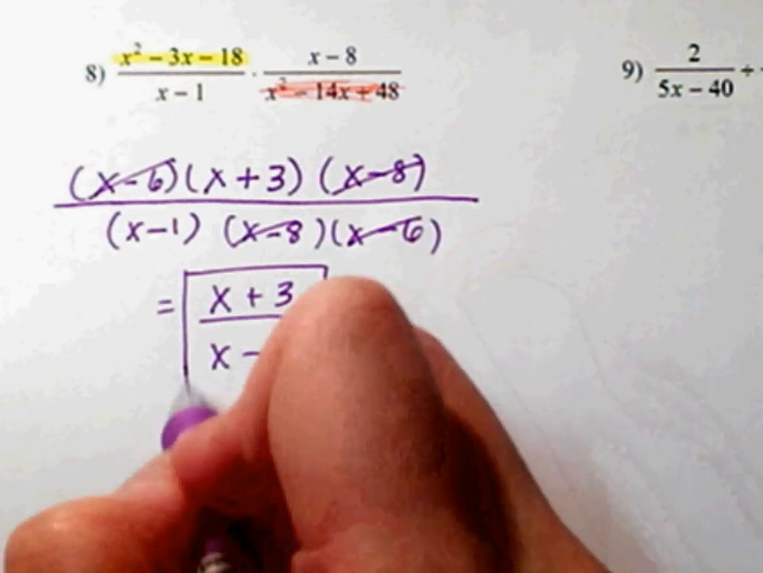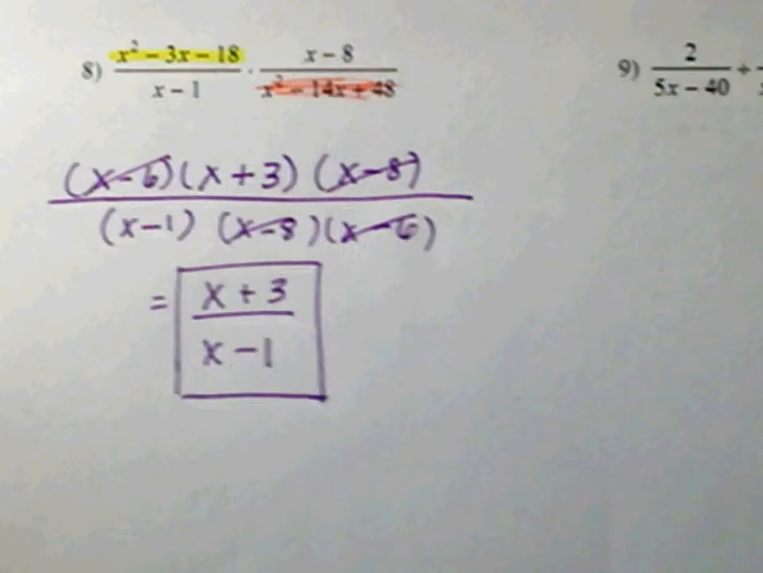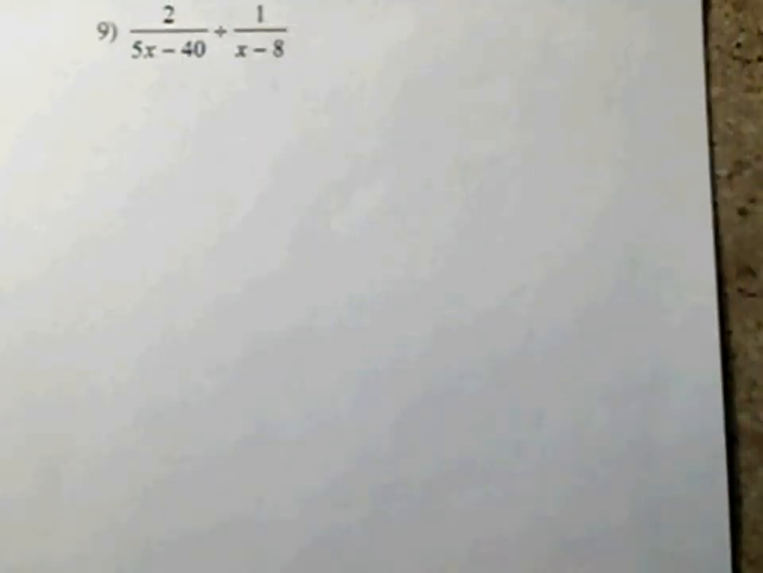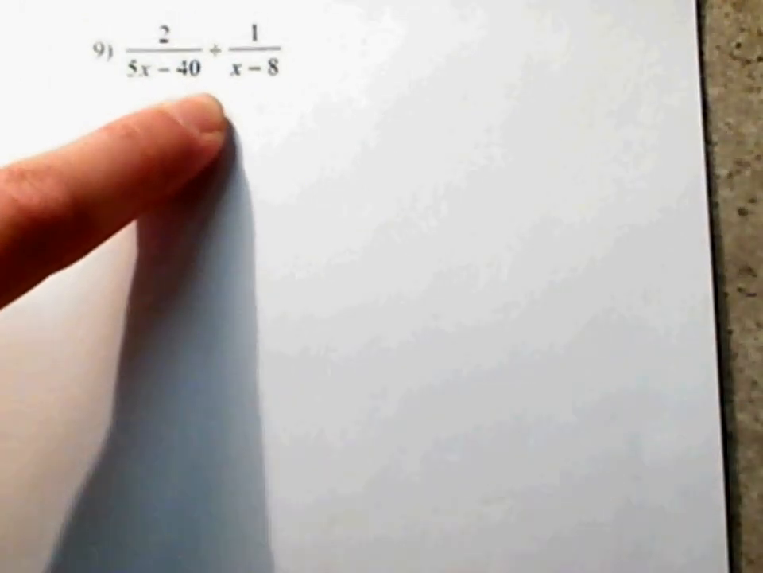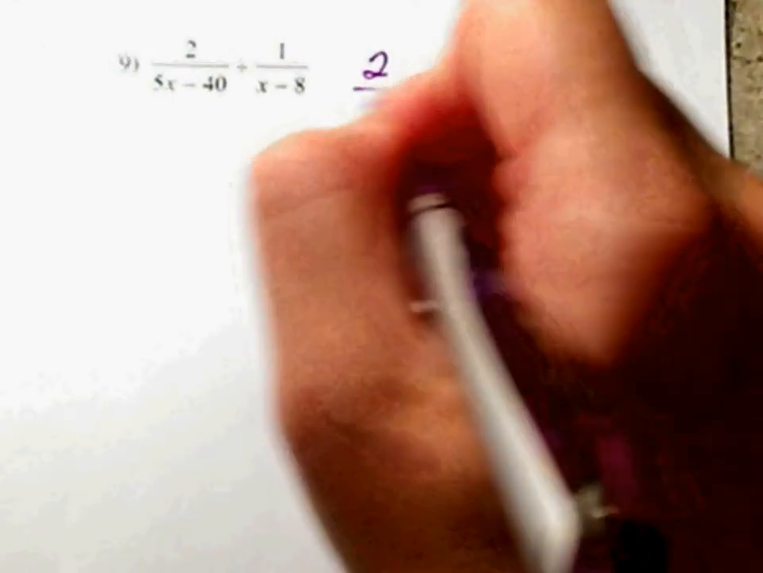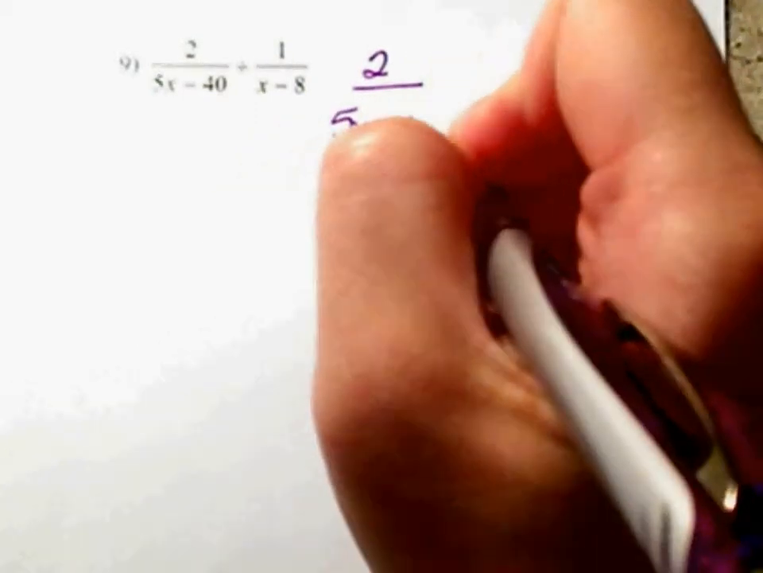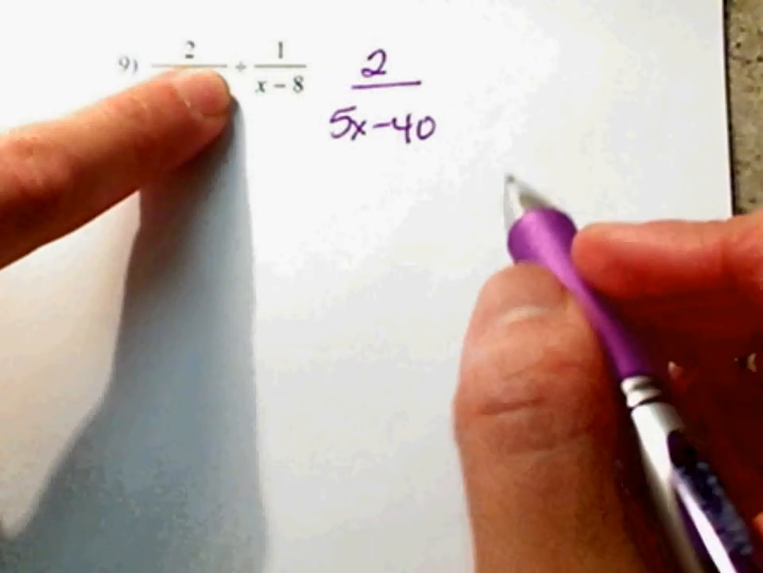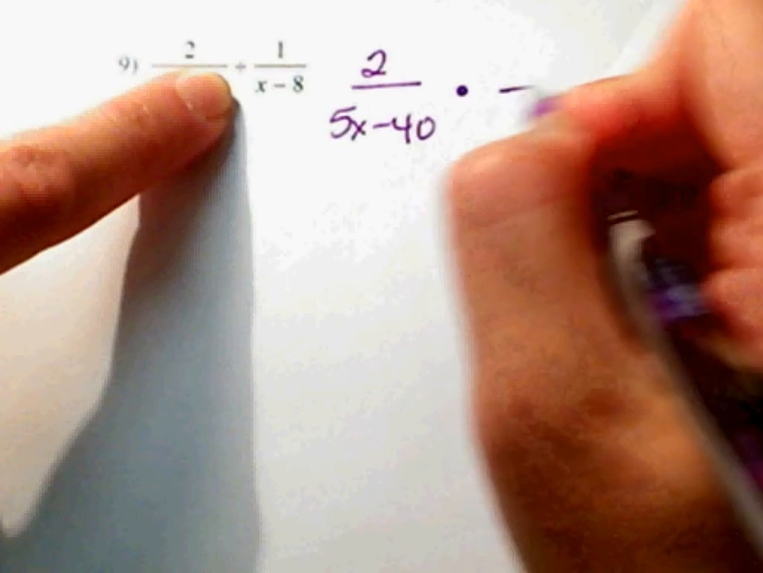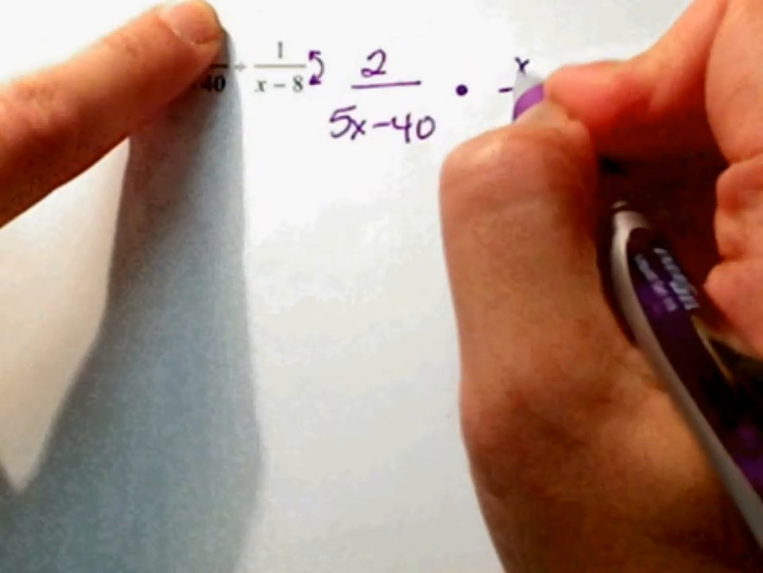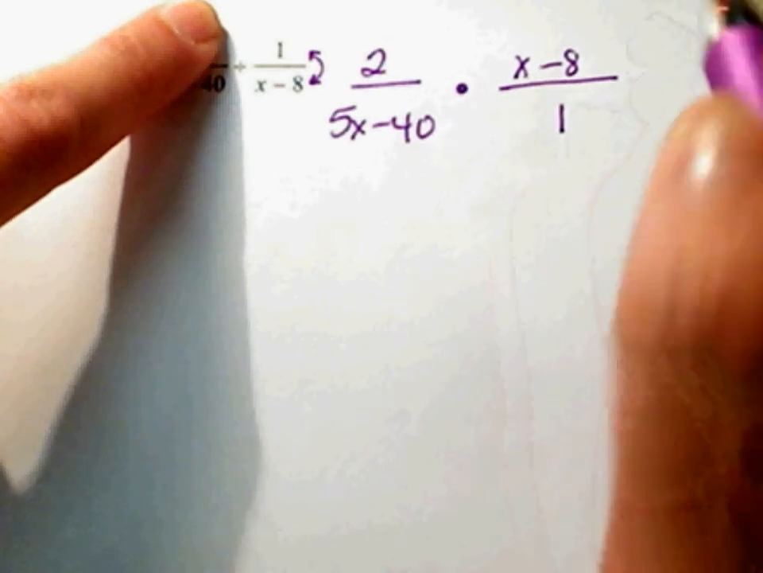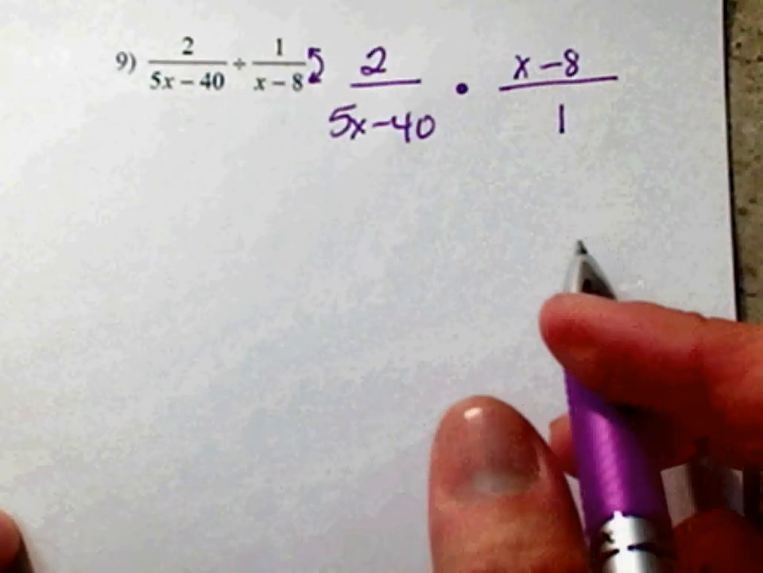Number 9. Here you have a division. Whenever you have a division, you have to take the reciprocal. So I'm just going to rewrite it so you guys can see what we do, and we'll continue from there. 2, 5x minus 40. Instead of dividing, I'm going to multiply, and I take the reciprocal. X minus 8 goes on top, 1 goes in the denominator. Okay? Now go back to number 8, and you do exactly the same way.